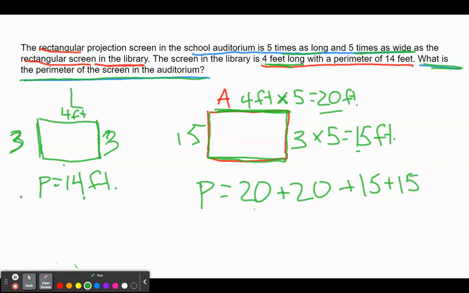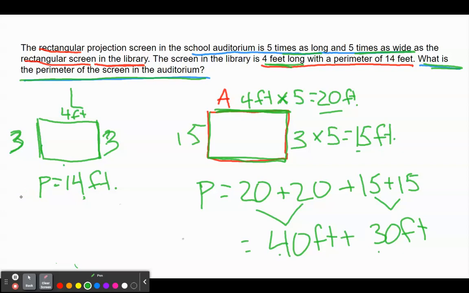So let's go ahead and combine them together. 20 plus 20 is 40 feet. And then 15 plus 15 is 30 feet. And then if we add 40 plus 30, that is going to give us 70 feet. So the perimeter of the screen is 70 feet.